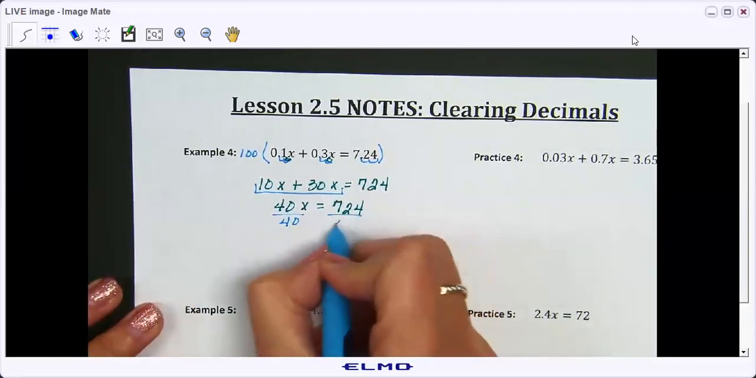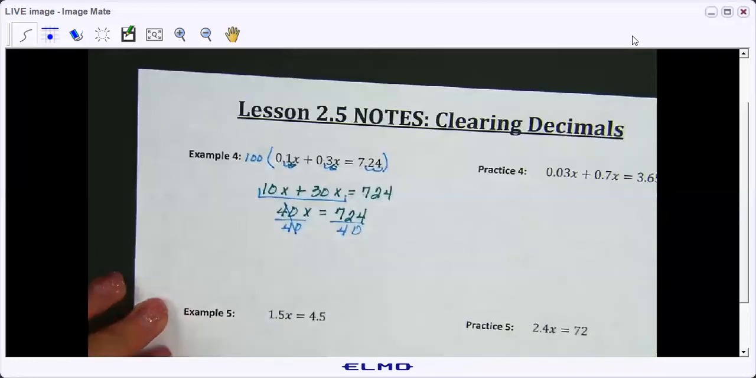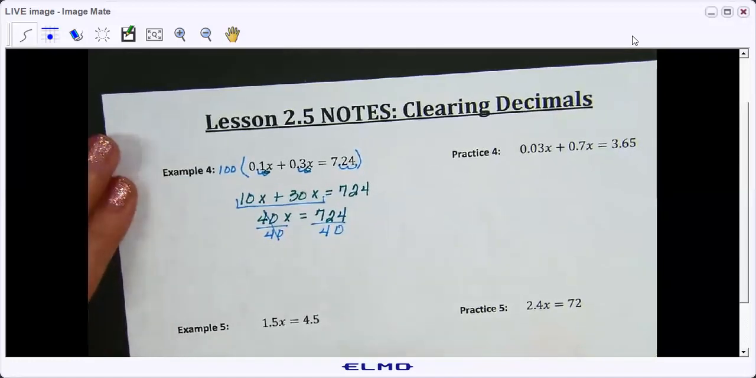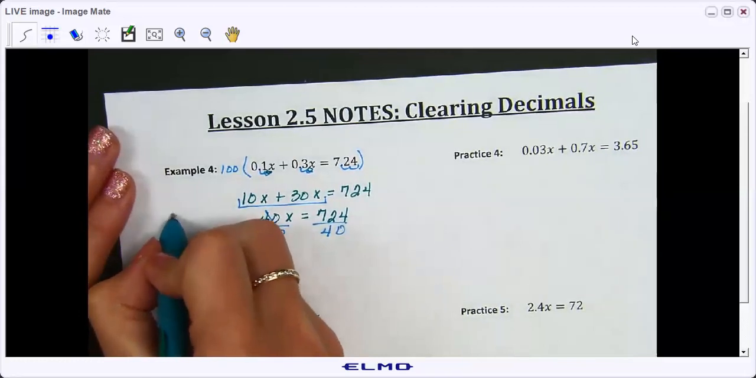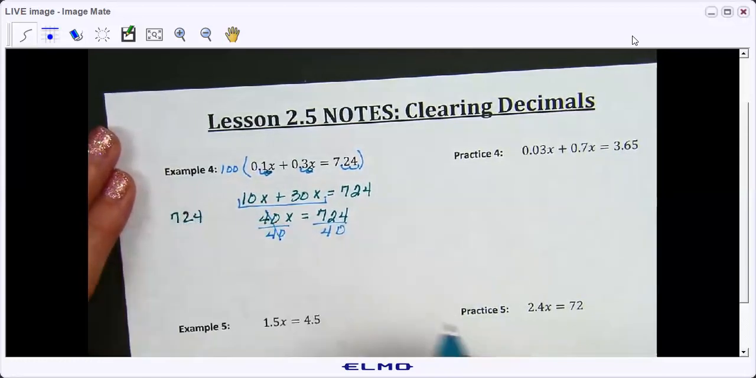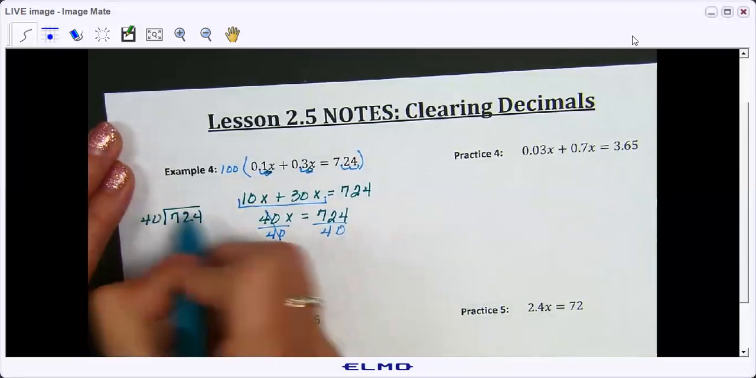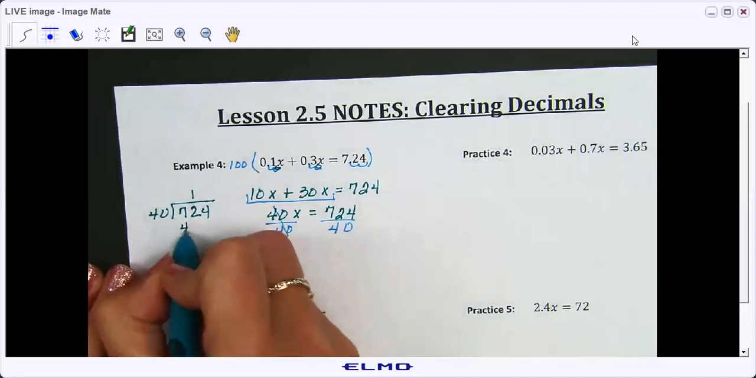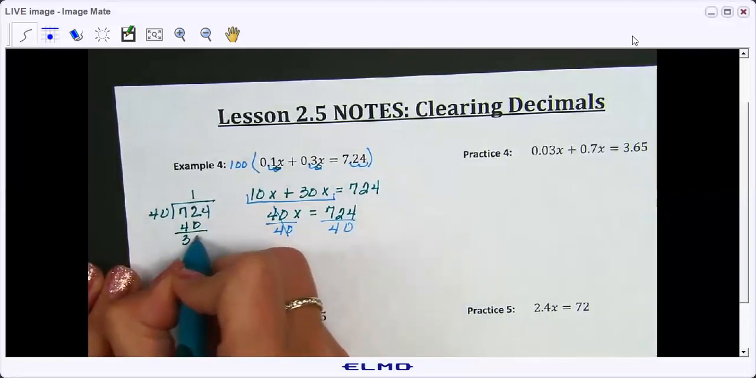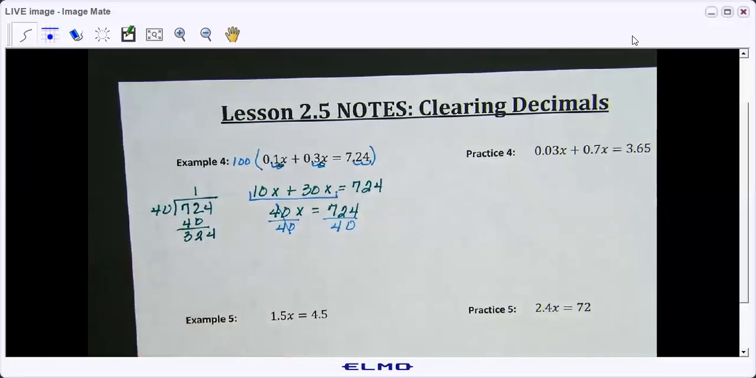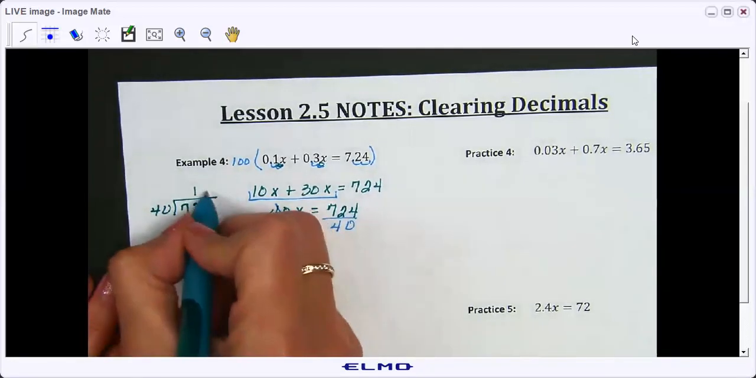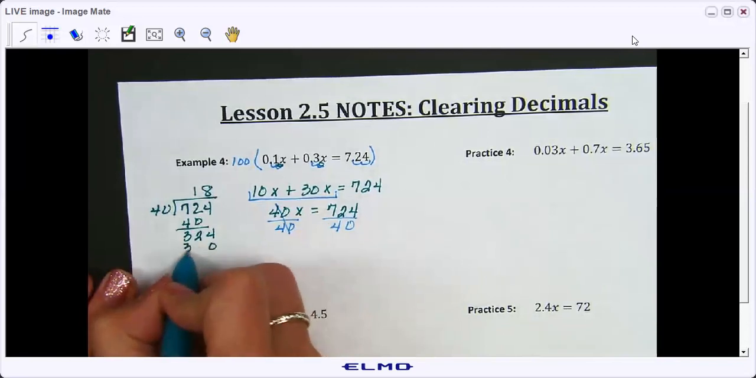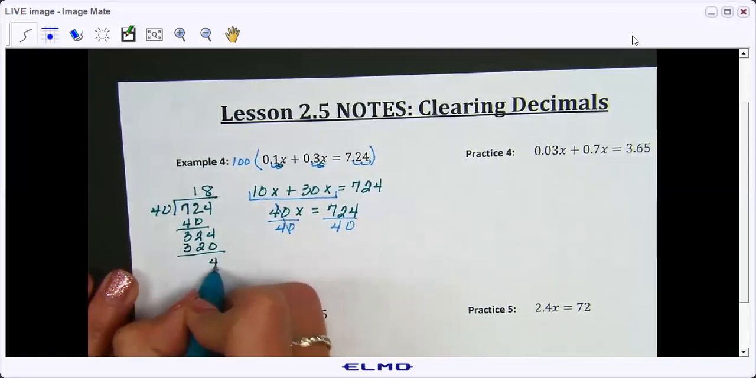Now, this is going to require work to be shown. So I'm going to come over here and I'm going to solve 724 divided by 40. So 40 goes into 72 one time. And 40 will go into 324 about 8 times. Let's check. So that's 0, 3, 2. Yep. I'm left with 4.